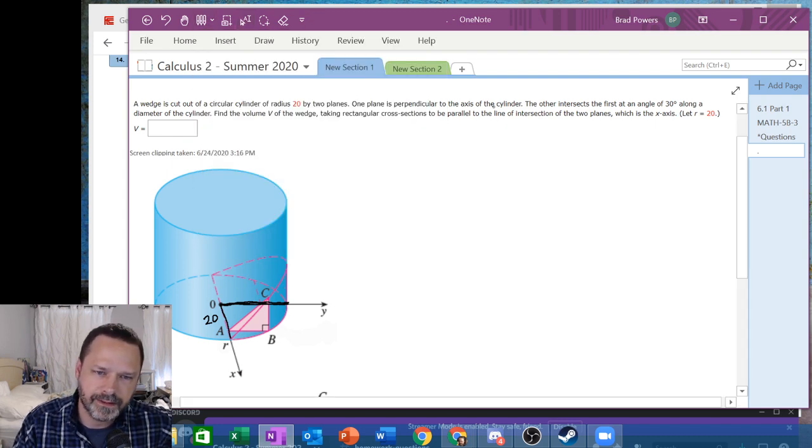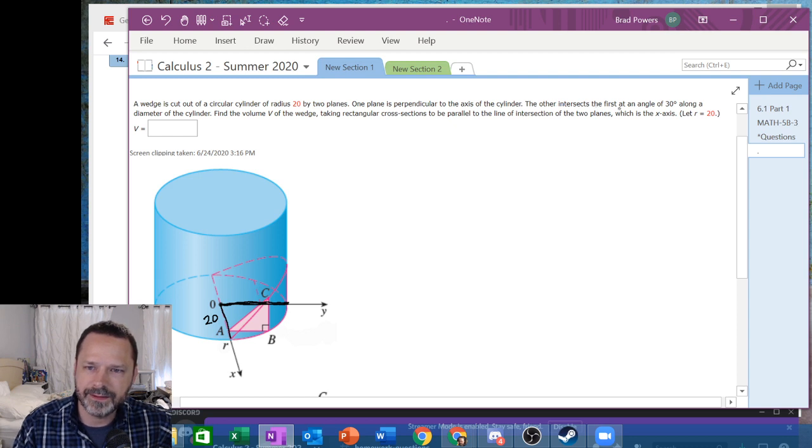One plane is perpendicular to the x-axis, to the axis of the cylinder. So I guess the axis of the cylinder is the one going straight through it. So one plane is perpendicular, so the y.